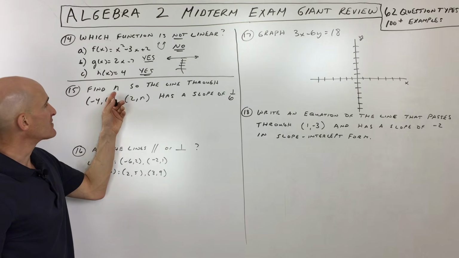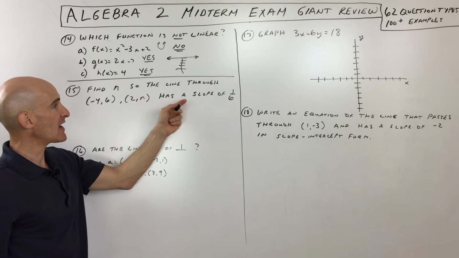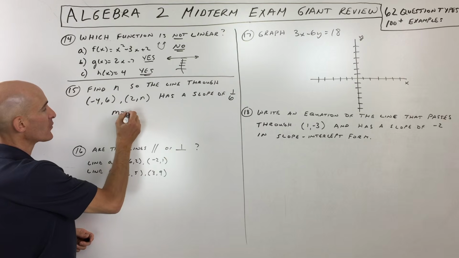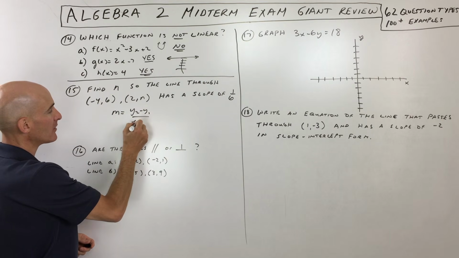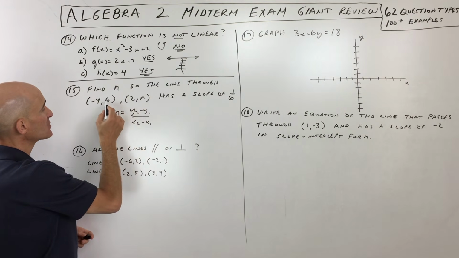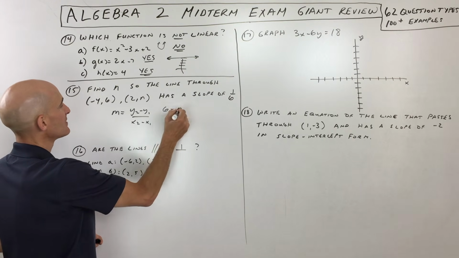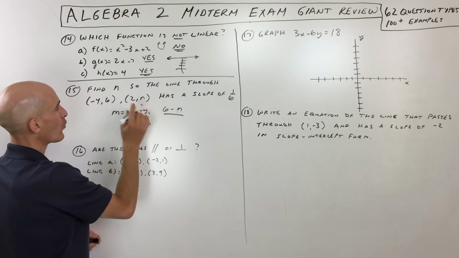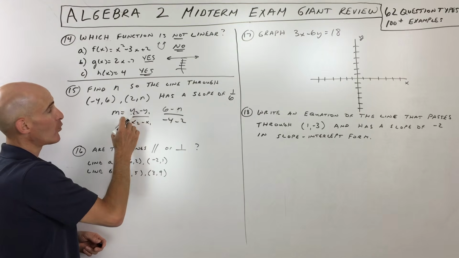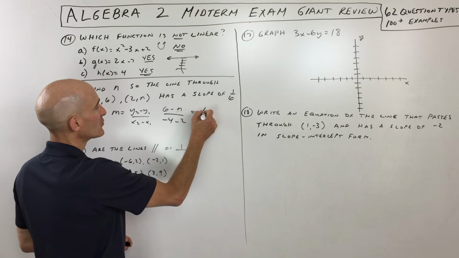Okay, number 15, it says find n. So the line through (-4, 6) and (6, 2n) has a slope of 1/6. Well, they're testing us on the slope formula. Remember the slope formula, y2 minus y1 over x2 minus x1. It's the rise over the run. So if we do that, let's do 6 minus 2n over... y minus y over x minus x. Now the order is important. You can make this point number 2 and this point number 1, or you can switch it around. And we're going to set that equal to 1/6.